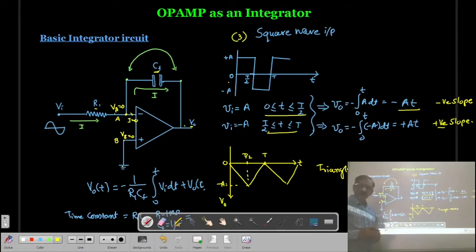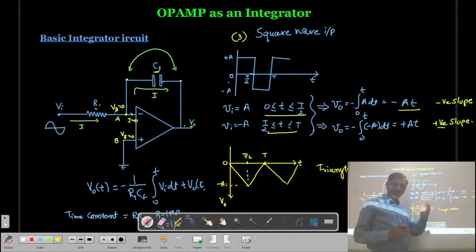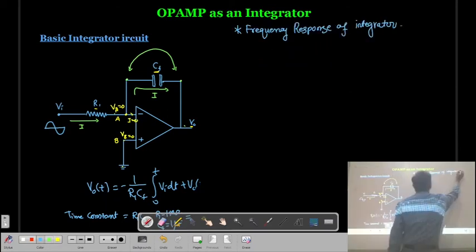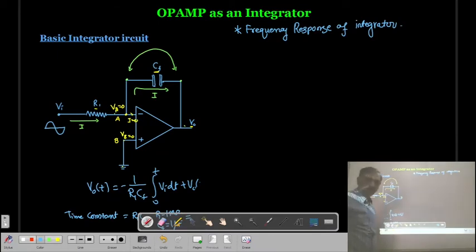Now we will see what will be the frequency response of the integrator circuit. Means if we apply it at a different frequency, how the output voltage of the integrator is going to change. Frequency response of the integrator. So the output voltage of the integrator, already you know, is given by this formula: minus 1 upon R1 Cf integral from 0 to t of Vi dt. Correct?